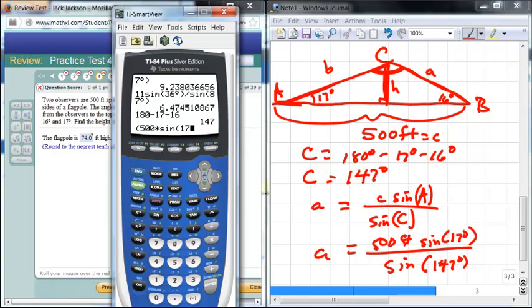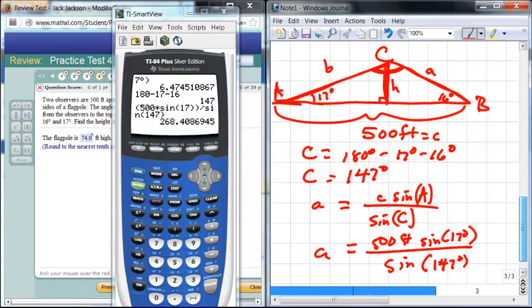So I'm in degree mode now, so I don't have to type the degree symbol, and divide by sine of 147 degrees, and this should give me A. Okay, so we may get back to that in a minute.